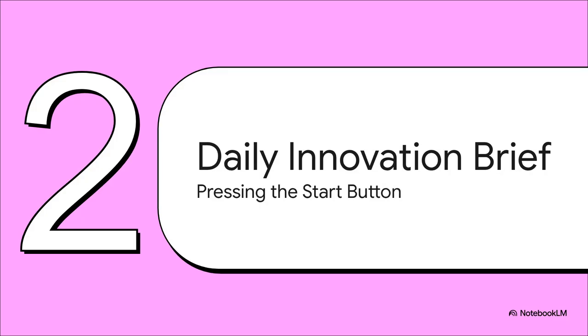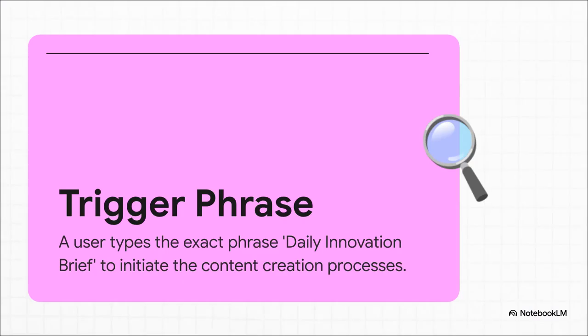All right, so we've got the blueprints. We know what the machine works with, but how do you get it to actually do anything? Well, like any good machine, it needs a start button. And in this system, that button is actually a very specific command. This right here is the key that turns the engine over. A user has to type the exact phrase, daily innovation brief. The policy is super clear. If you add a comma, if you misspell something, if it's not a perfect match, nothing happens. This is our first big clue that we're dealing with an incredibly rigid and literal system.